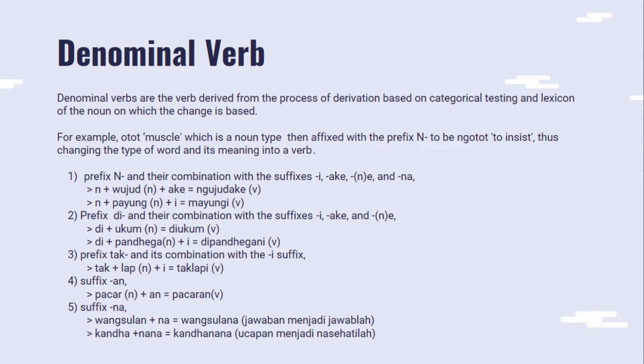Number 3, there is prefix ta and its combination with the suffix i. The basic lap combined with prefix ta and suffix i, so it becomes taklapi. Number 4, there is suffix an. The basic pacar combined with suffix an, so it becomes pacaran. Number 5, there is suffix na. The basic kondo combined with suffix nana, so it becomes kandanono. So basically the base of word here are noun, and then after the affixation process, it becomes verbs.